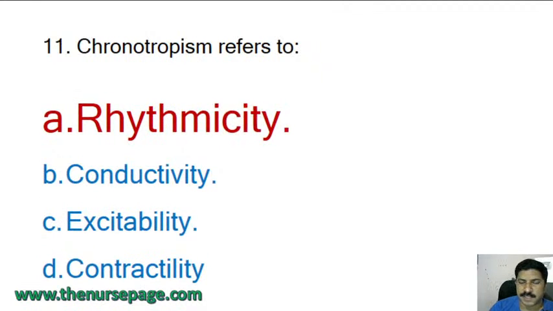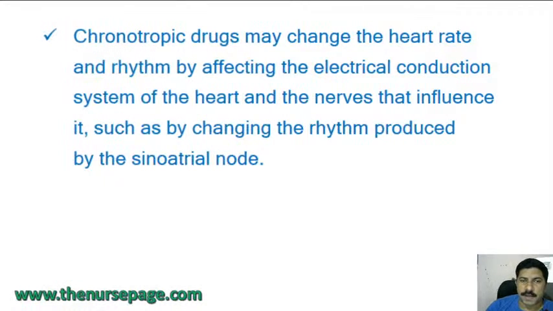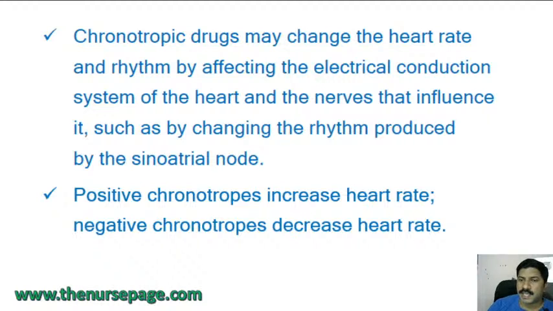Correct answer is rhythmicity. That is, chronotropism means rhythmicity. We'll check what it is. Chronotropic drugs may change the heart rate and rhythm by affecting the electrical conduction system of the heart and the nerves that influence it, such as by changing the rhythm produced by the SA node. Positive chronotropes increase heart rate, negative chronotropes reduce heart rate.